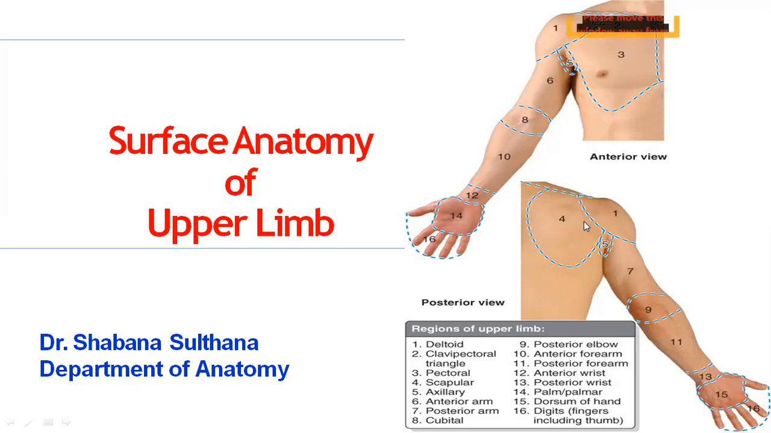Now when you see from the posterior aspect, again number 1 represents the deltoid muscle, 5 represents the axilla, 7 is the posterior aspect of the arm, and 9 is the posterior aspect of the elbow. 11 represents the posterior aspect of the forearm, then we have the posterior aspect of the wrist, then the dorsum of the hand, and here we have the digits. So we are looking at the surface of the body and trying to figure out certain bony landmarks, muscles, vessels and nerves. That's what surface anatomy is.